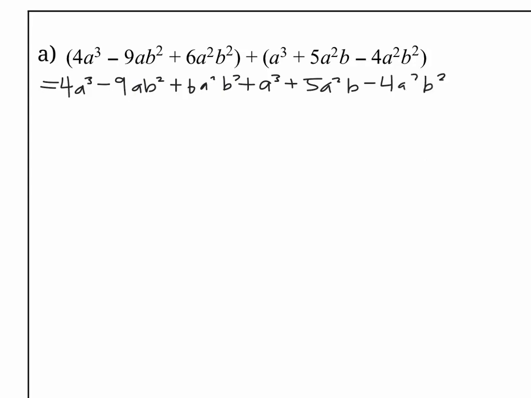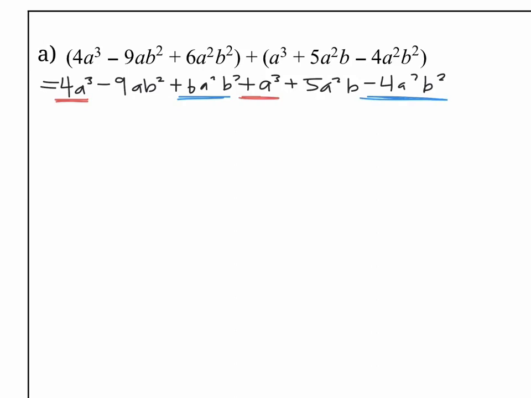Let's quickly collect like terms. So if we take a scan here, we have a 4a cubed and then a 1a cubed. Then we have a 6ab squared and a negative 4ab squared, and those are the only like terms. If you take a look at this, this is ab squared, and this one is a squared b, not the same. So we're going to add the like terms together.